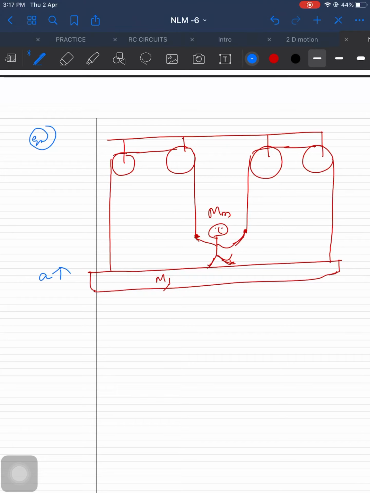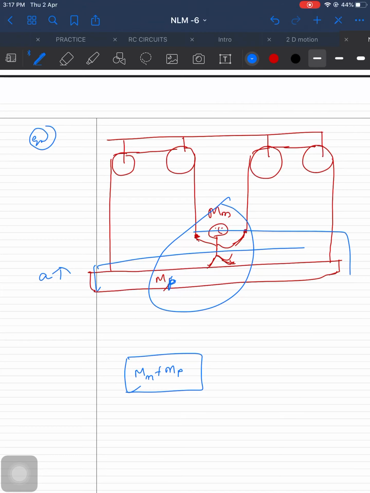Find the tension and the normal reaction between the man and the plank, as we did for the previous case. For this problem, there is no need to draw individual free body diagrams. I will do it with individual free body diagrams also, but first we'll see directly. I am considering mass of man and mass of plank as a single system. Now these are a single body.